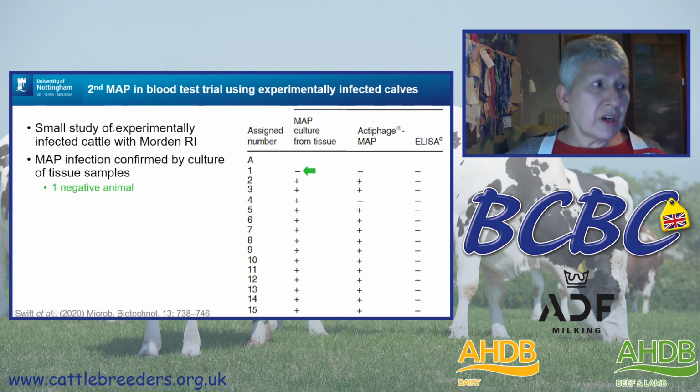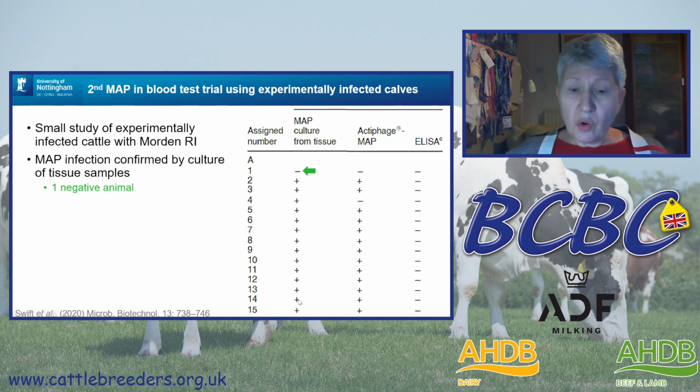So fortunately for us, at the time we were doing these studies, a study was being carried out at the Moredun Research Institute, by Karen Stevenson, where they were infecting calves with MAP. Now, of course, because these animals were going to be culled at the end of the experiment, they could take tissue samples and do culture.